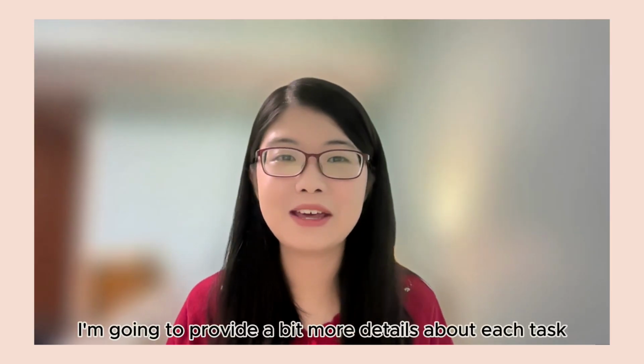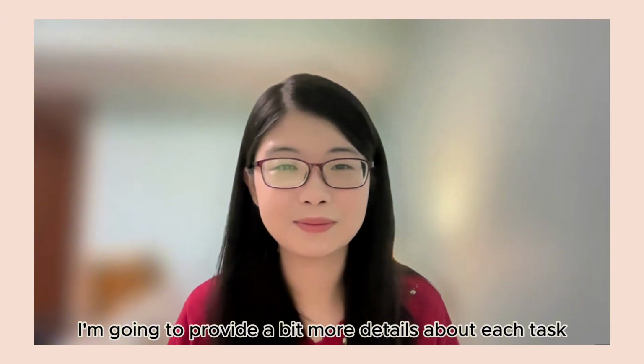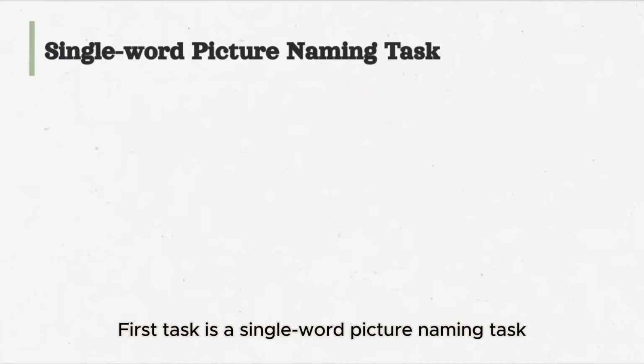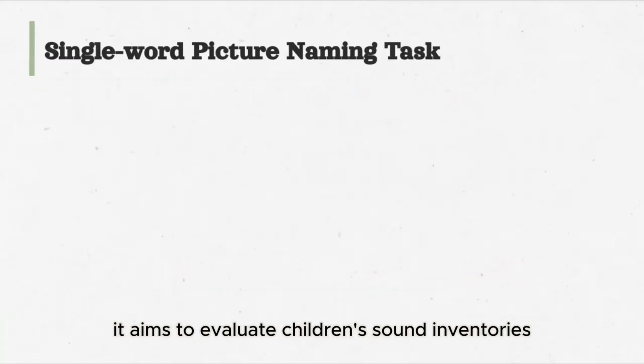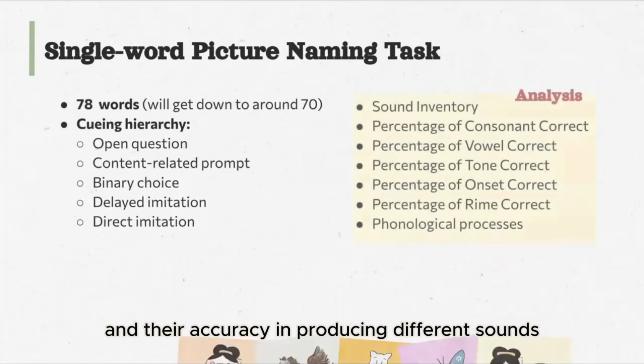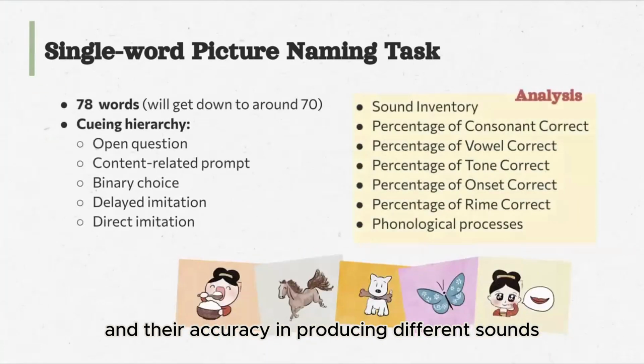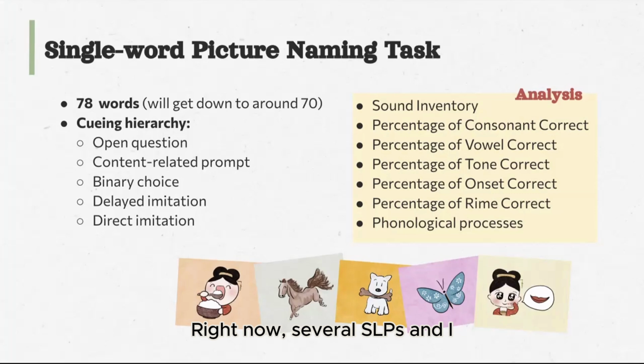Next, I'm going to provide a bit more details about each task. First task is a single word picture naming task. It aims to evaluate children's sound inventories and their accuracy in producing different sounds. Right now, several SLPs and I are working together to evaluate the test in order to decide which words to keep and which to remove.